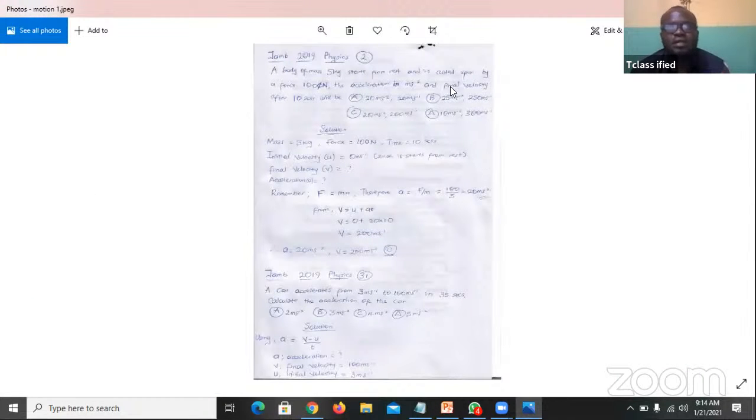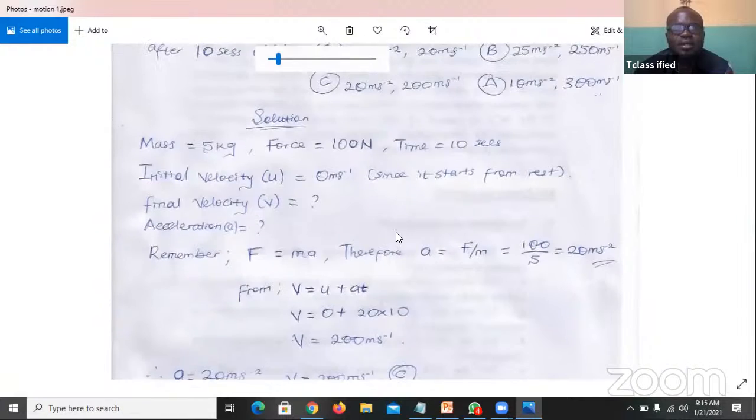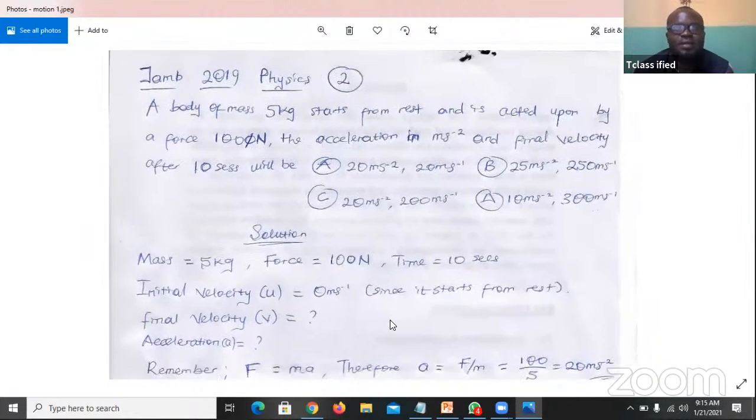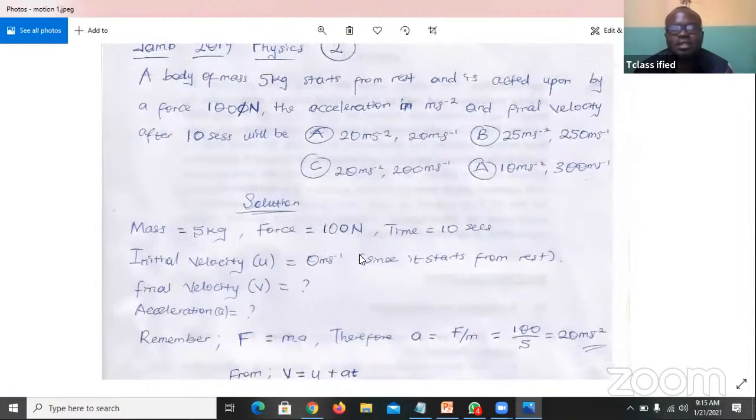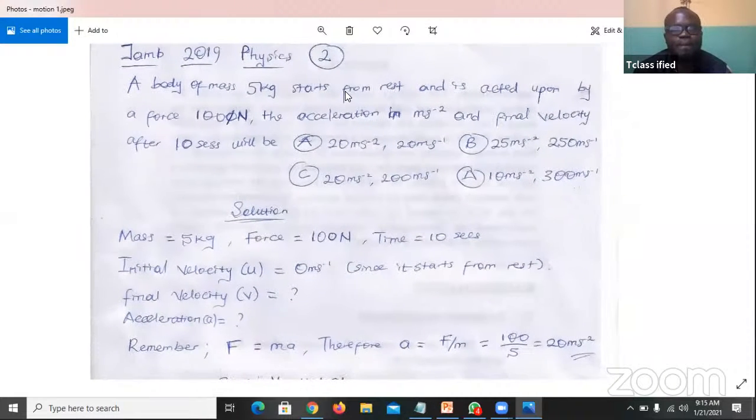So let's look at these past question problems that relate to what we have. So let's look at this first problem so that we see how we'll use those equations that we talked about to solve. So this is JAMB 2019 physics.